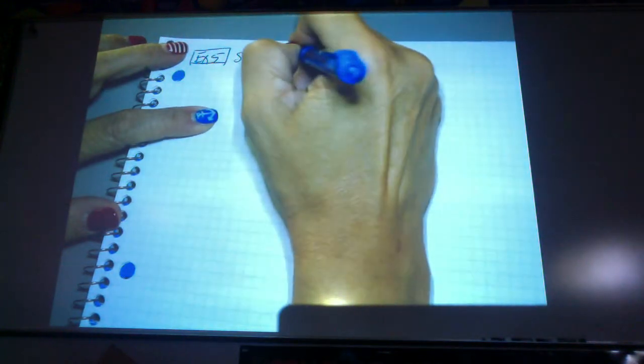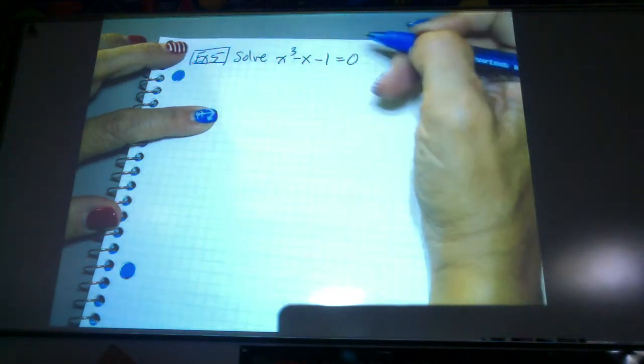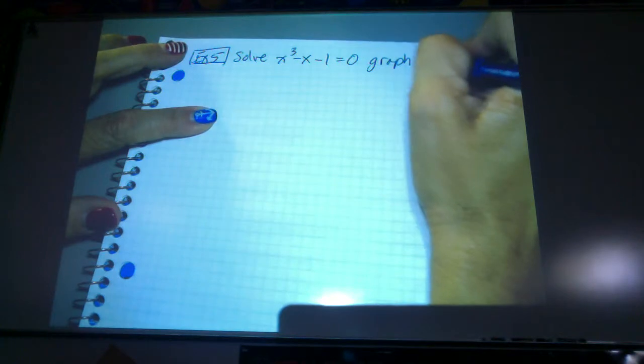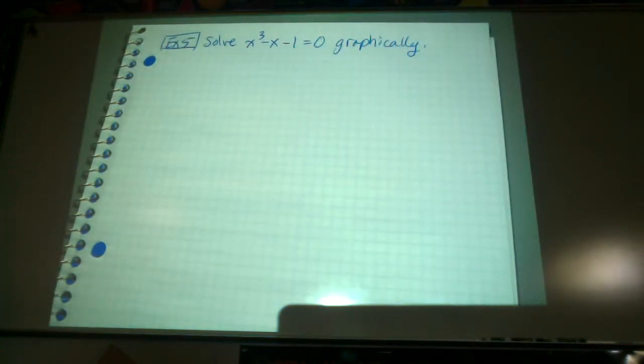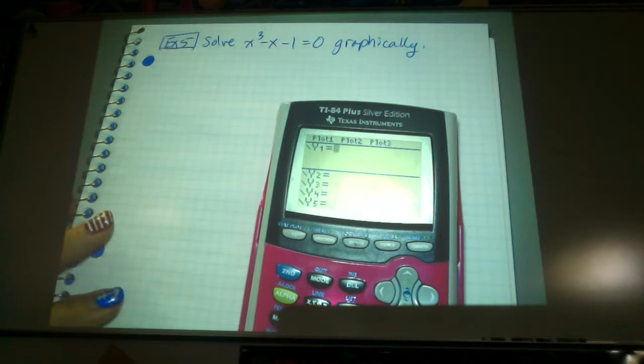So you're going to solve x cubed minus x minus 1 equals 0 graphically. Just graphically. Okay? So take your handy dandy calculator. Is it ready to be put into y equals? Yeah, it's set equal to 0, so put it in as is.